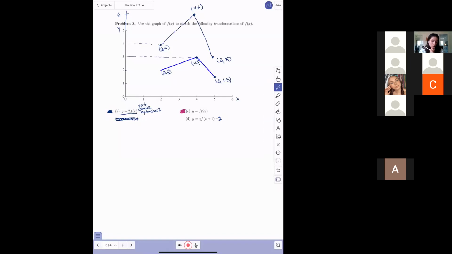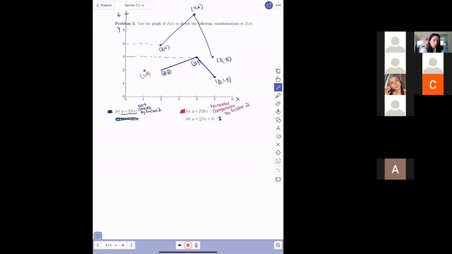We have y equals f of 2x. So now we have a horizontal compression by factor 2. So now I'm going to take each of my x values and divide it by 2. Okay, so here we have the point 2, 2. I'll divide the x value by 2, which is 1, and the y value stays the same. So 1, 2.